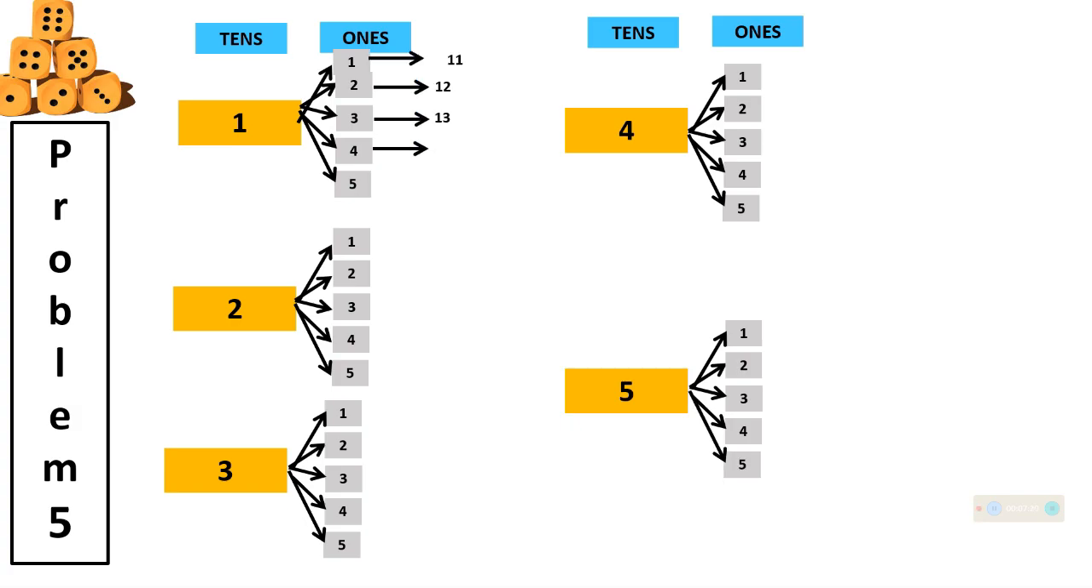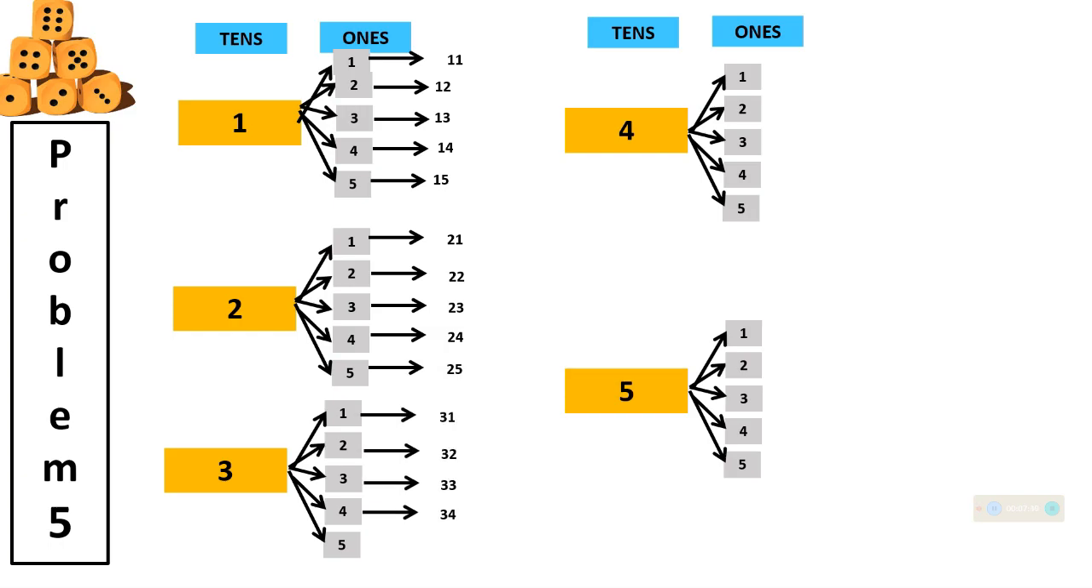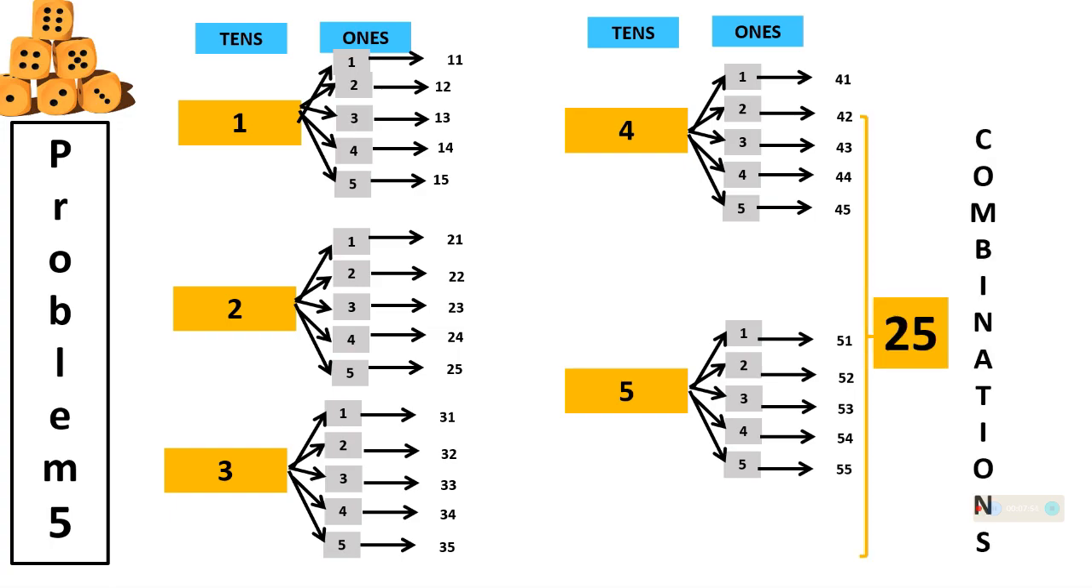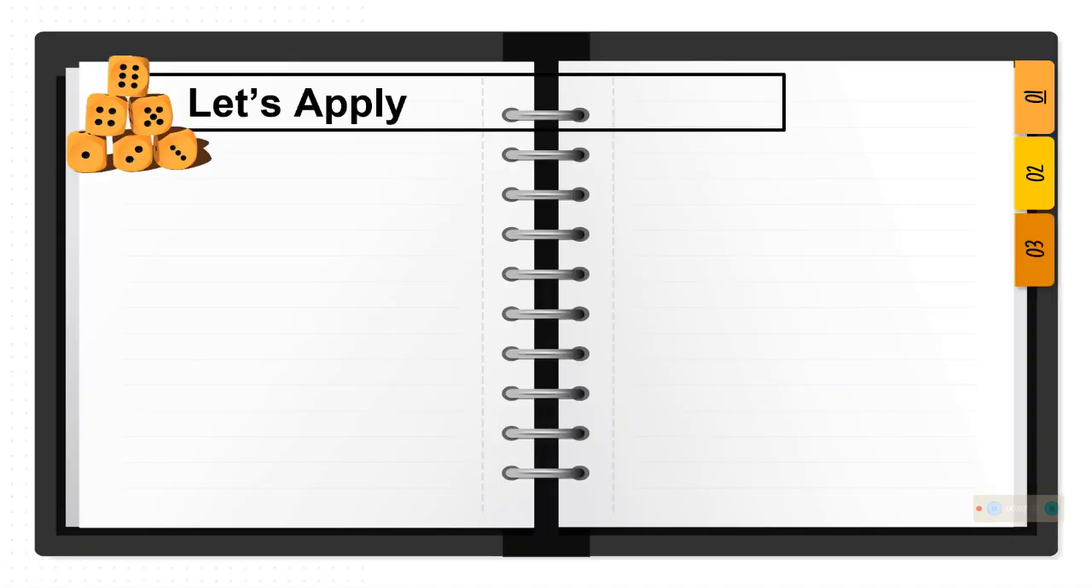So 11, 12, 13, 14, 15, 21, 22, 23, 24, 25. Then 31, 32, 33, 34, 35. Then we have here 41, 42, 43, 44, and 45. And lastly, we have 51, 52, 53, 54, and 55. If you are going to count all of them, we have here 25 combinations or 25 numbers.